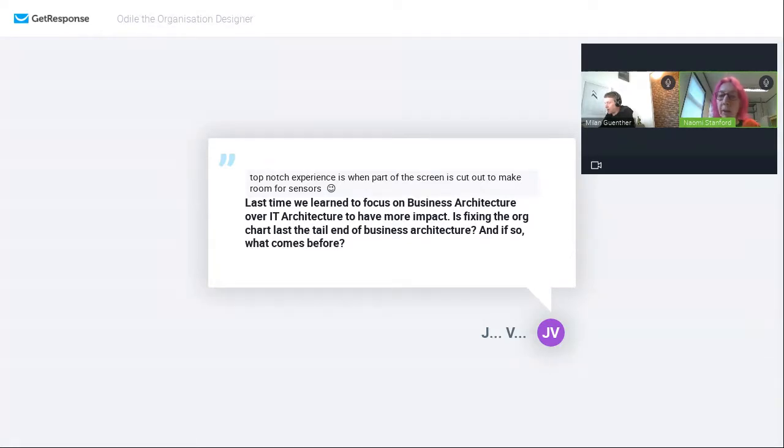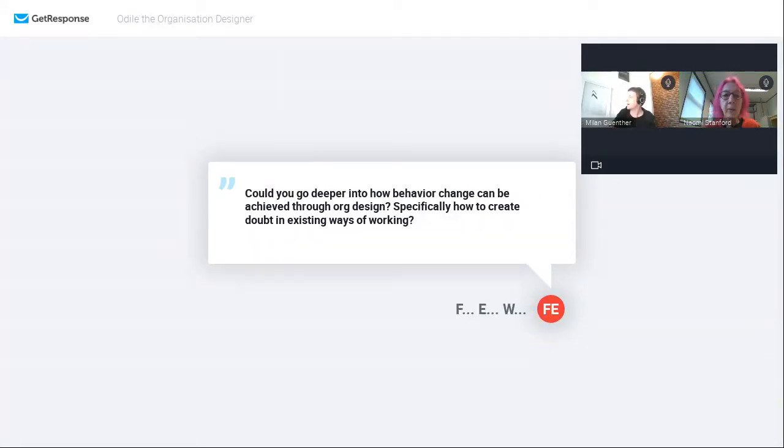Okay. One more question. Friedhof is asking, could you go deeper into how behavior change can be achieved through org design? How to create doubt, I like that, in existing ways of working. That's a great question.